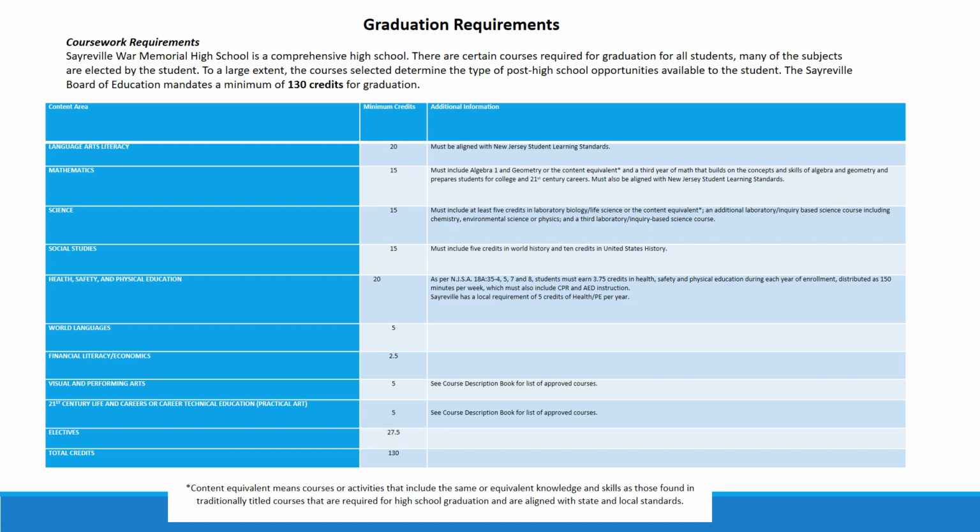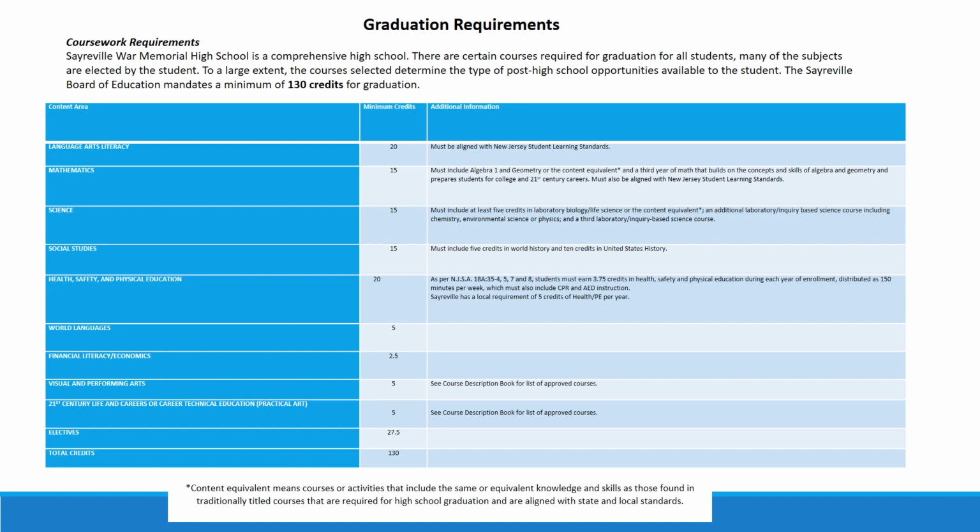We have an elective called Financial Literacy Economics. It's a semester class that is required for graduation. And then you will have to complete 5 credits of both performing arts and practical arts. As you look at the course description book, you will see in parentheses at the bottom of each elective whether or not the course is a practical or a performing art. Some classes like digital arts and TV are both practical or performing.